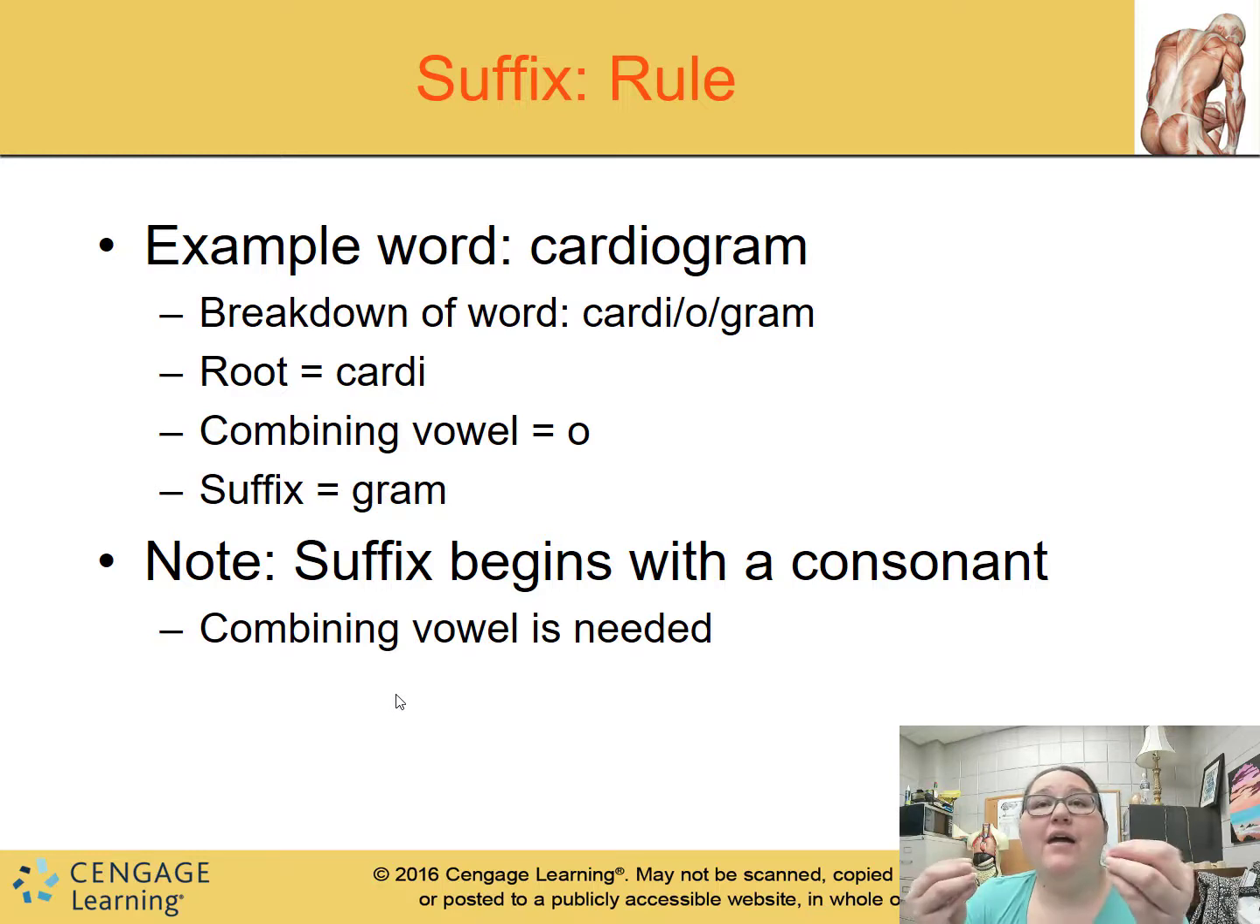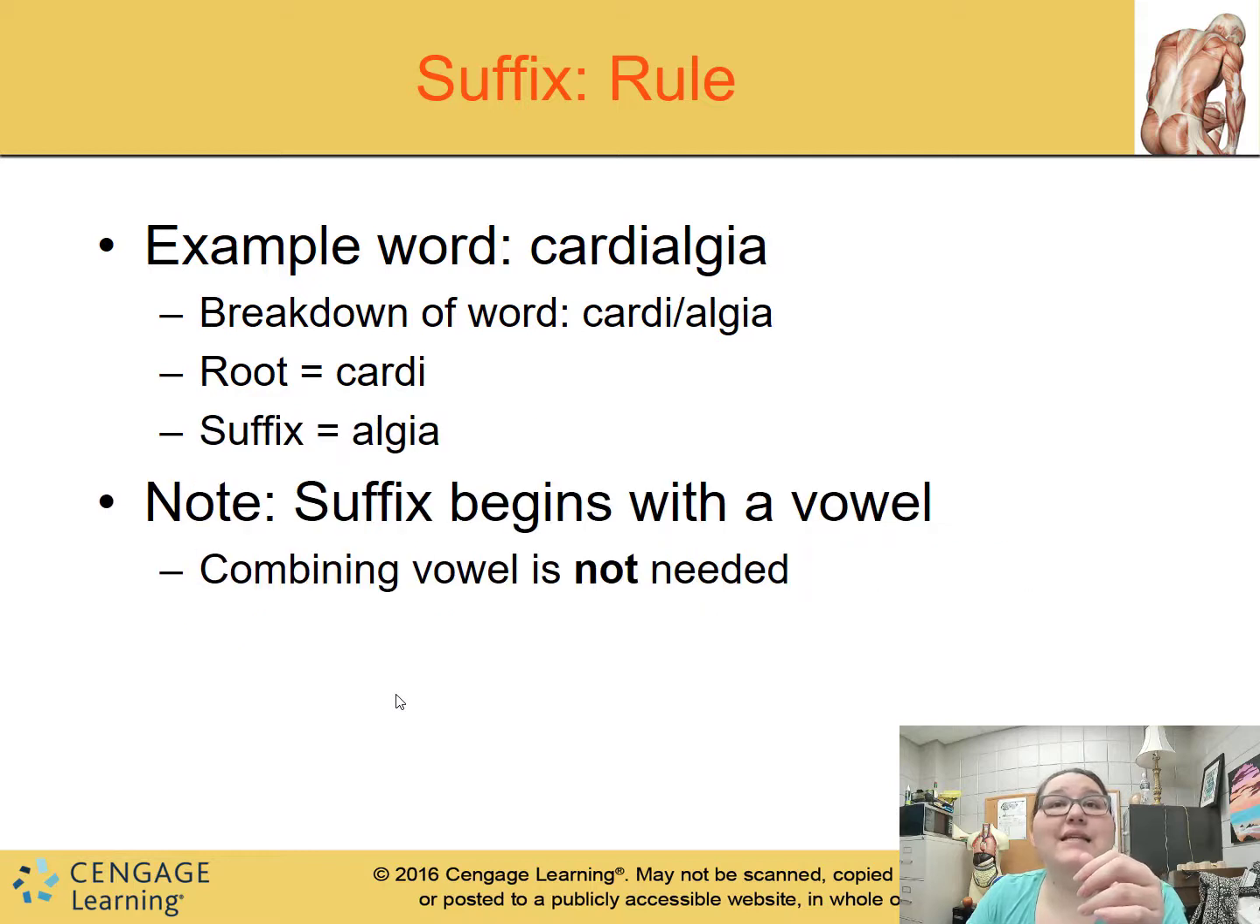Now, if a suffix begins with a consonant, such as the one that we have here in our example, cardiogram, we need that, otherwise it'd be cardgram, and that just doesn't flow as easily. So cardiogram is going to be our term, gram is our suffix, cardi is our word root, and then O is our combining vowel. So cardi plus O is the combining form. Okay? So then we just attach a suffix to that. So in this case, it is needed.